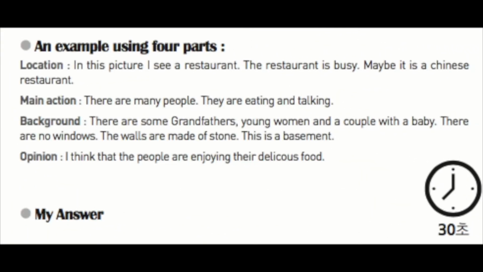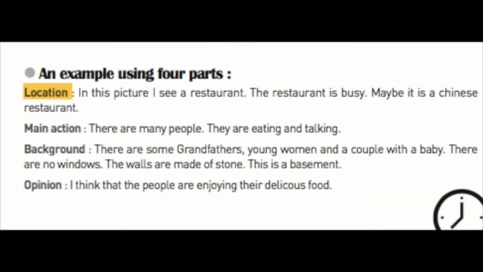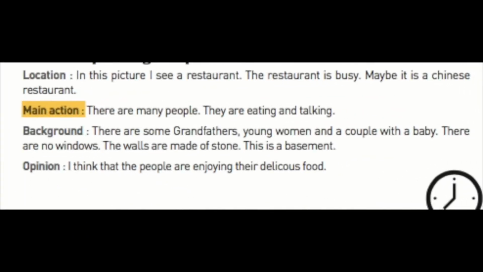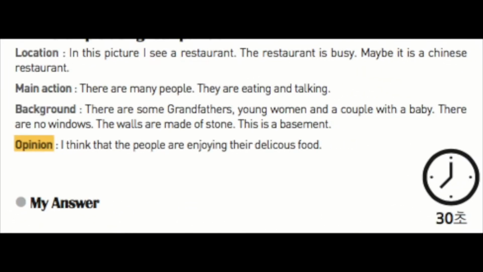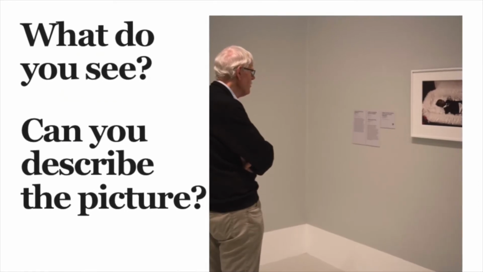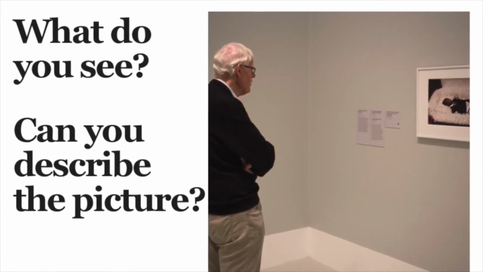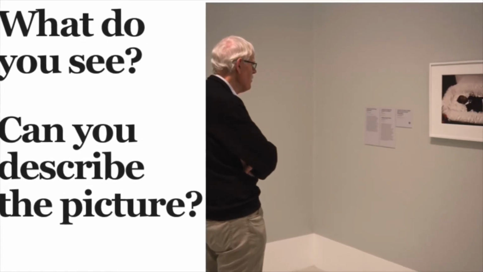Now let's look at how to make our sentences. Let's look at the example using 4 parts. We can see location, main action, background, and opinion. When you take the speaking test, you will be asked, "What do you see?" or "Can you describe the picture?"